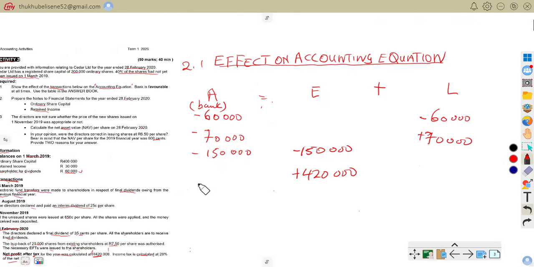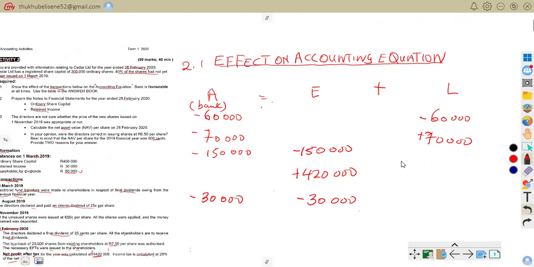So it means now they're going to reduce our assets. We're going to say 30,000 because we paid our shareholders these dividends during the year. So they're going to decrease our assets, and also they're going to decrease our owner's equity. So that is that. There is no effect on our liabilities. So hope we are together on that.